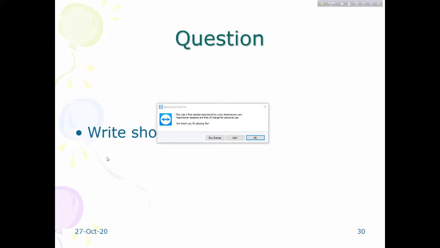Now there is a question: write short notes on the primitive streak. Marks allocated can be 3 or 4. Write short notes on the primitive streak.